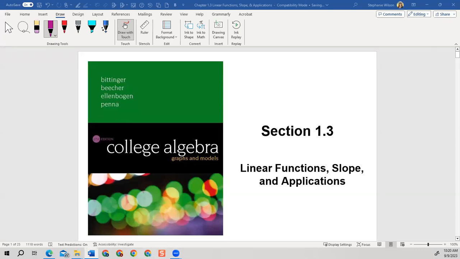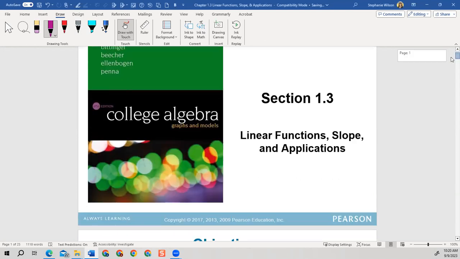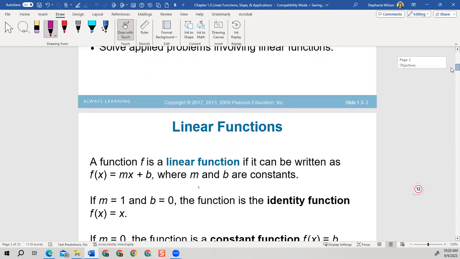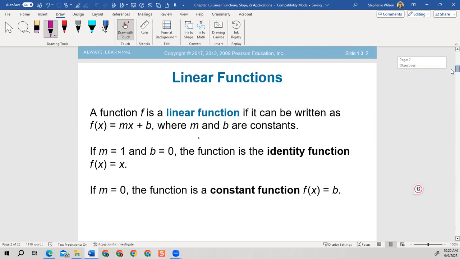In this section, we're going to talk about linear functions, slopes, and applications. If you want to take a minute and pause this and write this information down or read over it, please do. That's our objectives for this section.